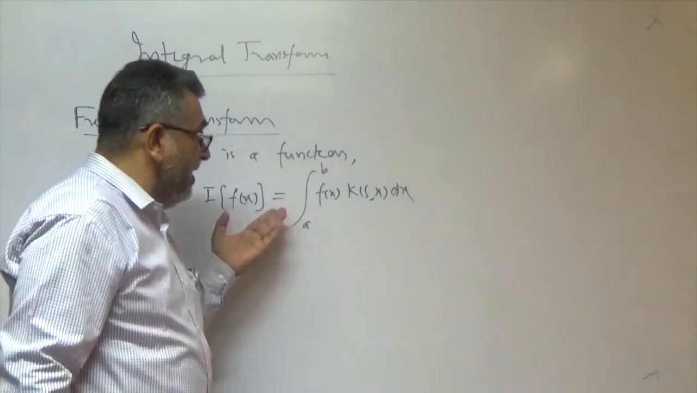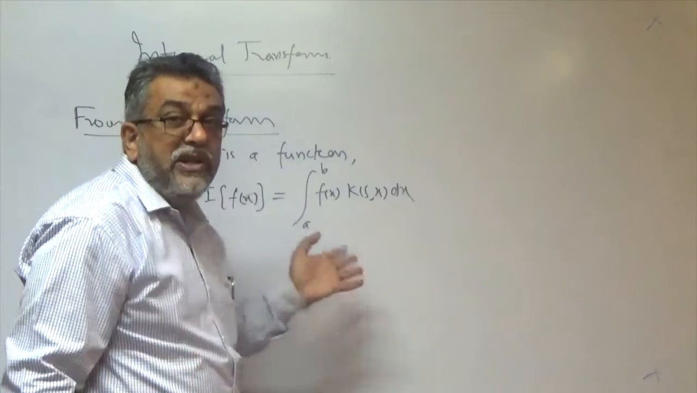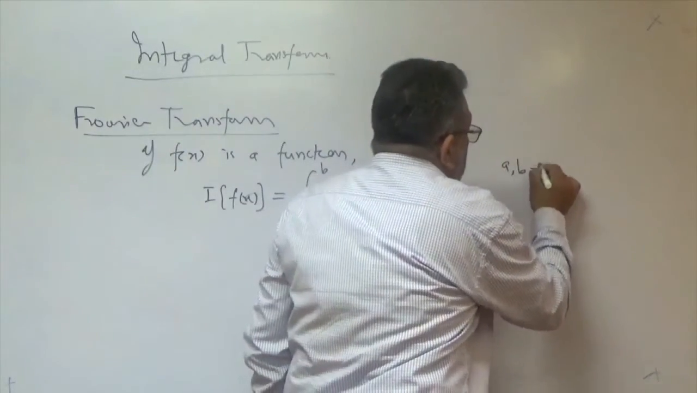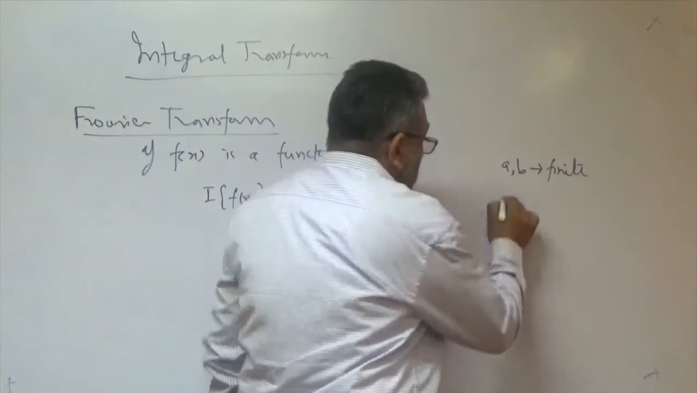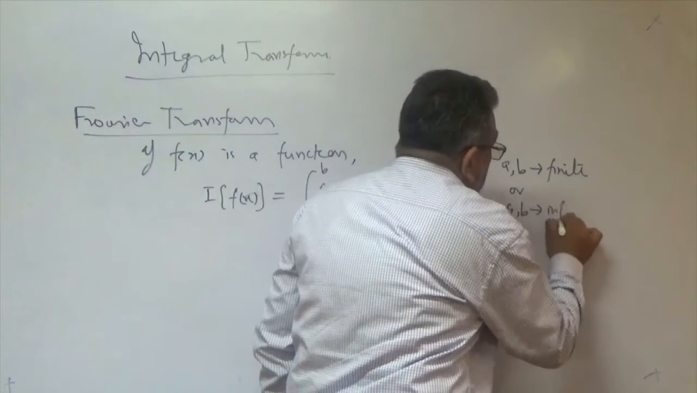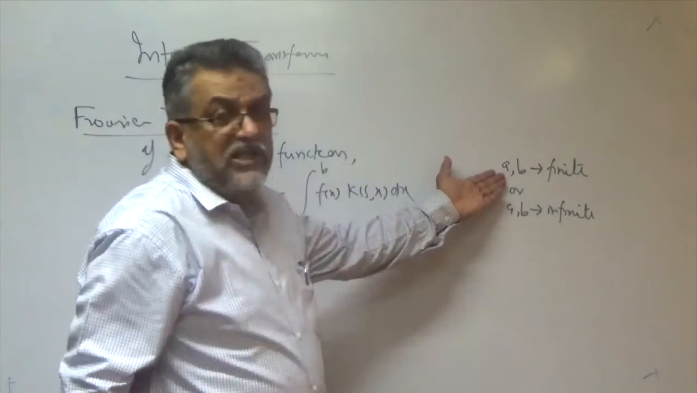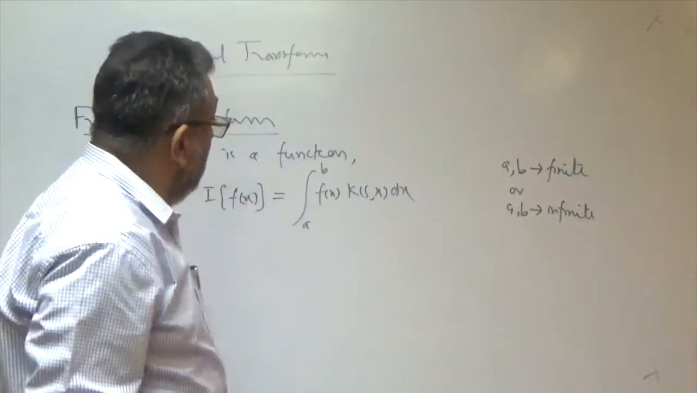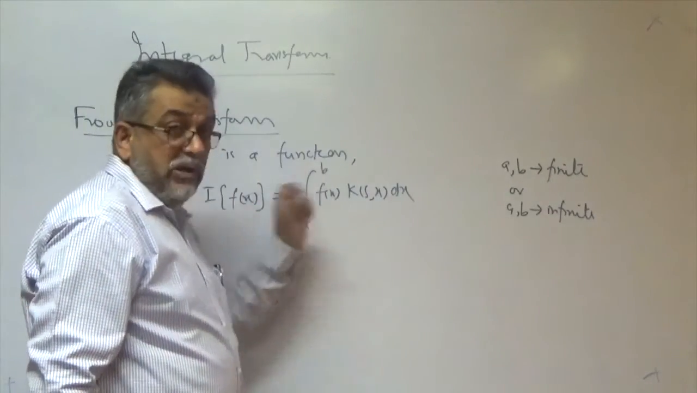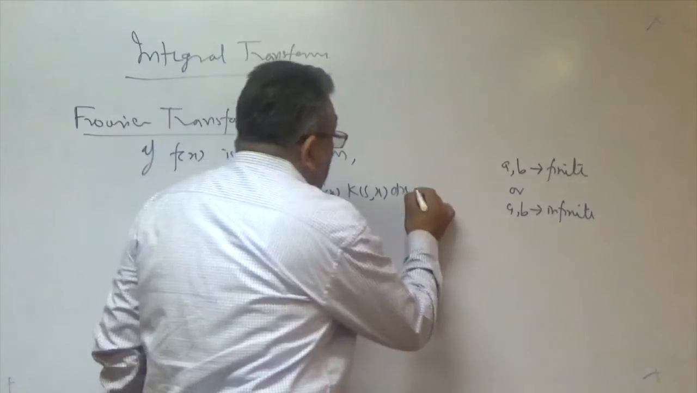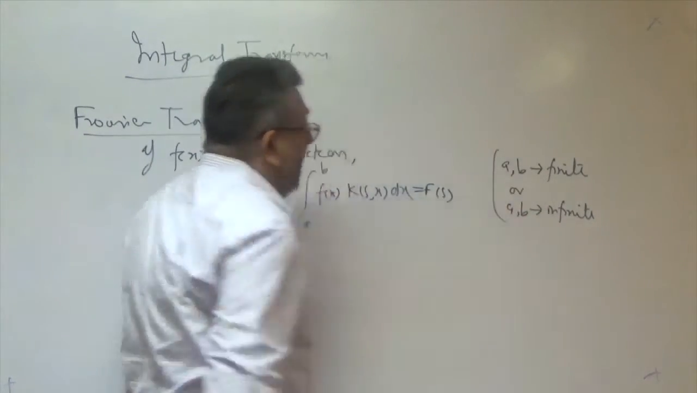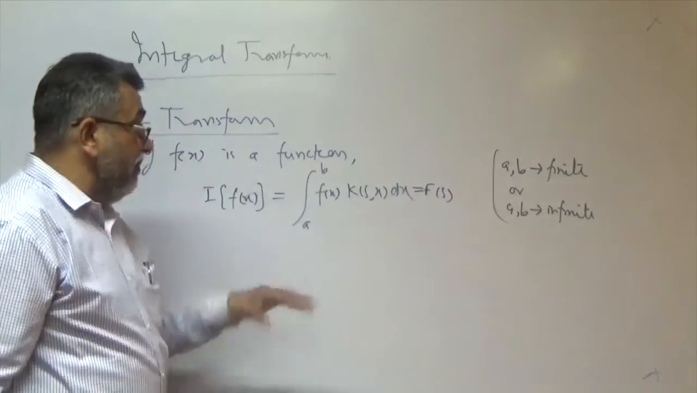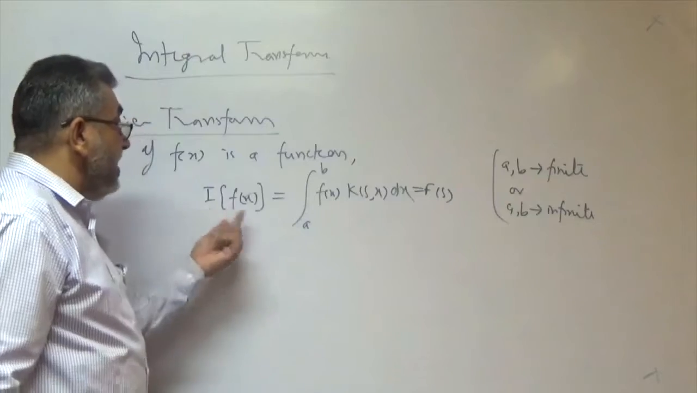So you see that on the right hand side, this is our definite integral with limits a and b. a and b may be finite, taken as some finite value, and a and b may be infinite. In this way, this is the finite integral transform, and this is the infinite integral transform. Here we integrate with respect to x over the definite limits. So finally, here you get a function of s, denoted by capital F(s). Now this is the basic definition. Capital F(s) is the integral transform of f(x).